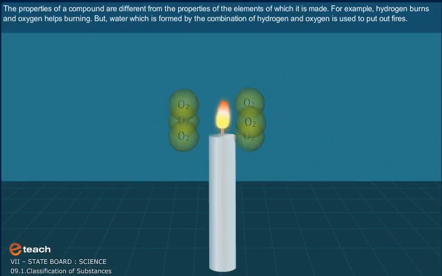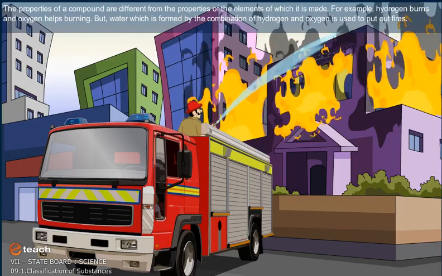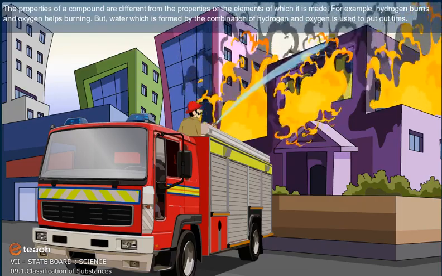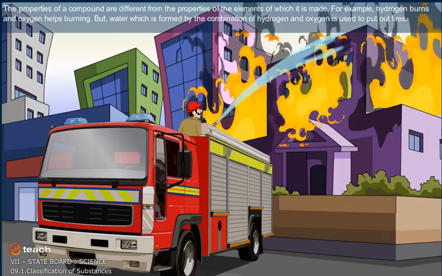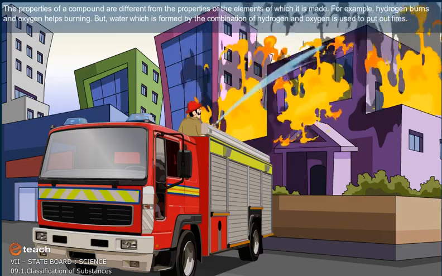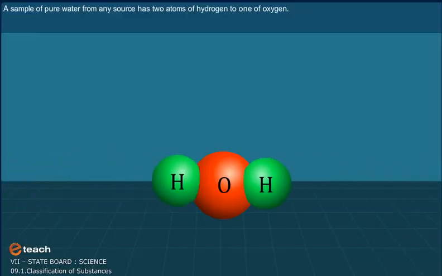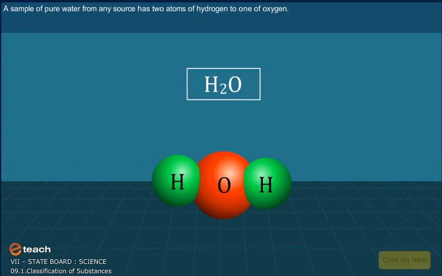The properties of a compound are different from the properties of the elements of which it is made. For example, hydrogen burns and oxygen helps in burning. But water, which is formed by the combination of hydrogen and oxygen, is used to put out fires. A sample of pure water from any source has 2 atoms of hydrogen to 1 atom of oxygen.